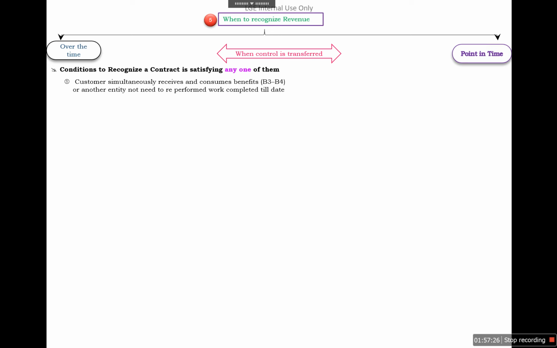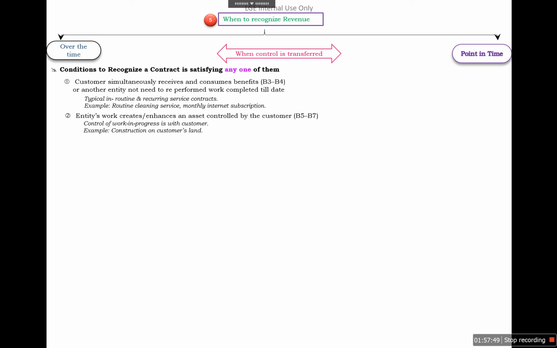Whether customers simultaneously receive and consume benefits, or another entity does not need to reperform the work completed to date. For example, routine recurring services, cleaning services, newspaper services, monthly internet subscriptions. Second is if the entity's work creates or enhances an asset that is controlled by the customer. For example, control of work in progress with the customer, such as construction or custom work on the customer's land. So it will be called control transferred over time.